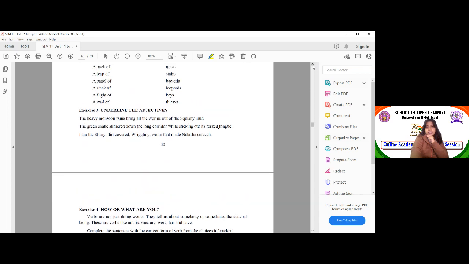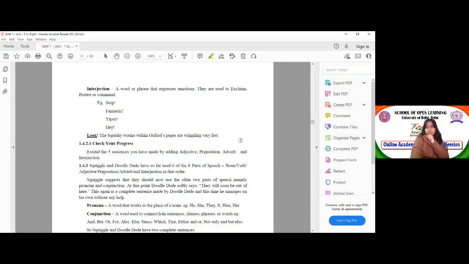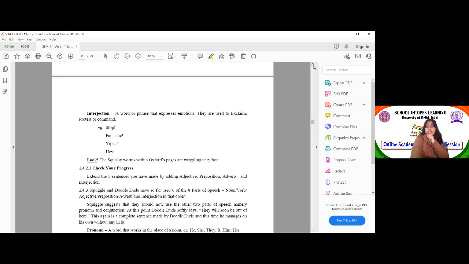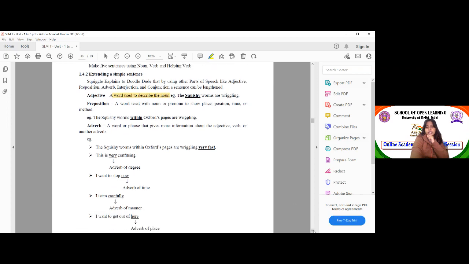We just discussed, right, that an adjective is something that is added to describe the noun. Here, a word to describe the noun is an adjective. So tell me from that sentence which is the adjective.